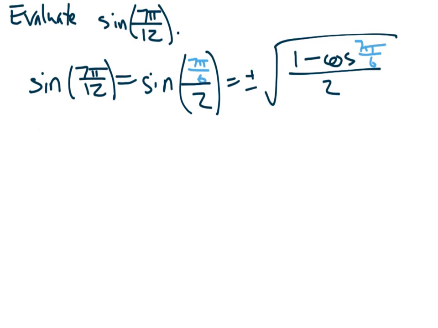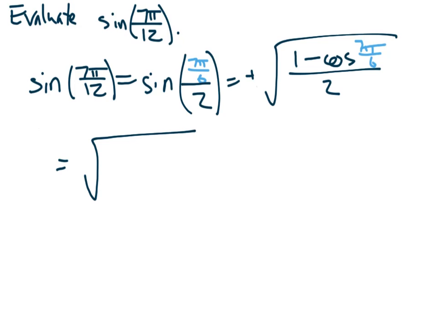Now to figure out whether this is plus or minus, you ask yourself, what quadrant is 7 pi over 12 in? Think about it. Alright, now if you said that 7 pi over 12 was just a little bit bigger than 6 pi over 12, aka pi over 2, and that therefore sine of 7 pi over 12 was in the second quadrant, you are right. Next question. Is sine positive or negative in the second quadrant? Sine is positive in the second quadrant.